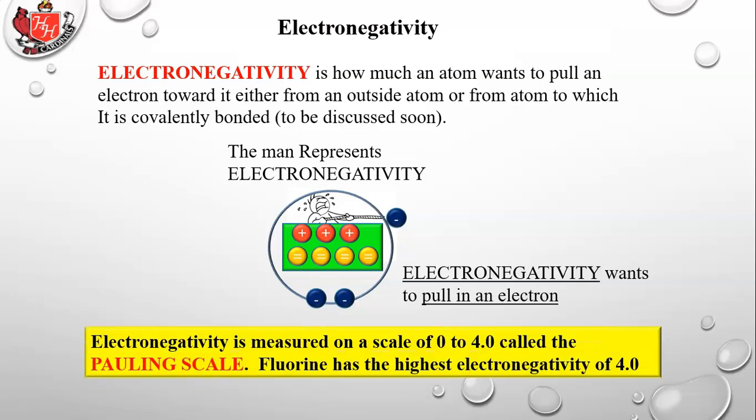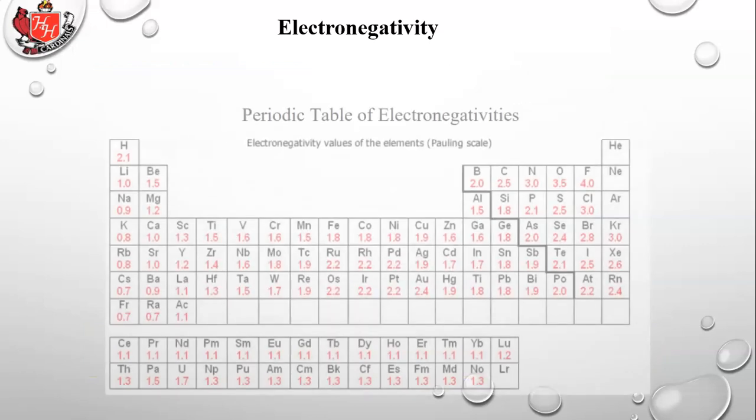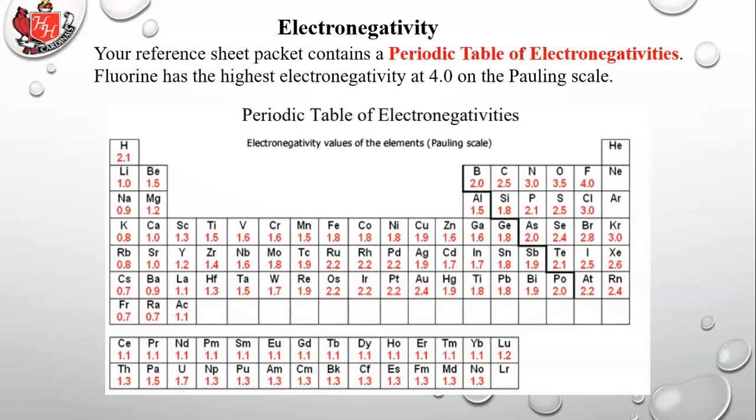So electronegativity is measured on a scale of 0 to 4 called the Pauling scale. Fluorine has the highest electronegativity of 4.0. Your reference sheet packet contains a periodic table of electronegativities. Fluorine has the highest electronegativity at 4.0 on the Pauling scale, and there you can see the electronegativities of all of the elements. The upper right hand corner are the highest, the lower left hand corner are the lowest.